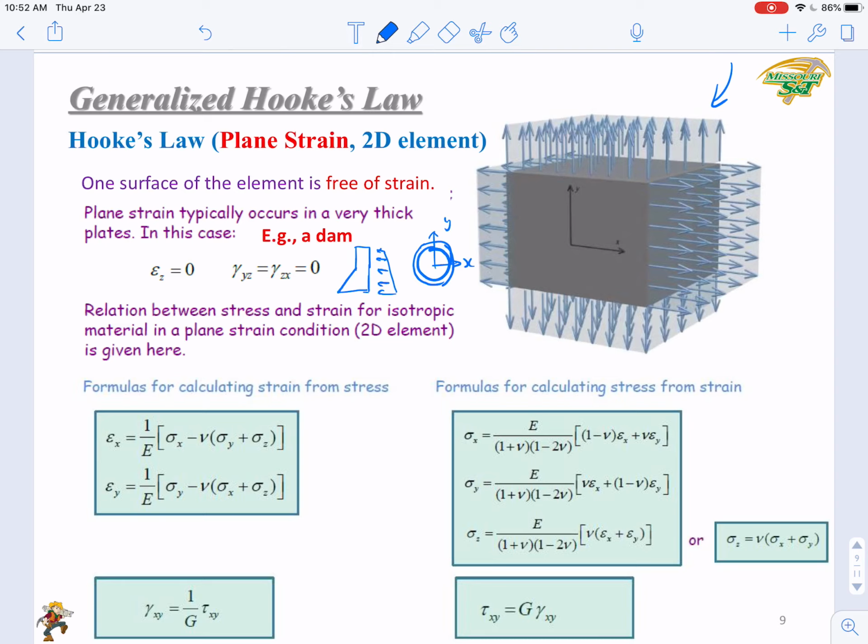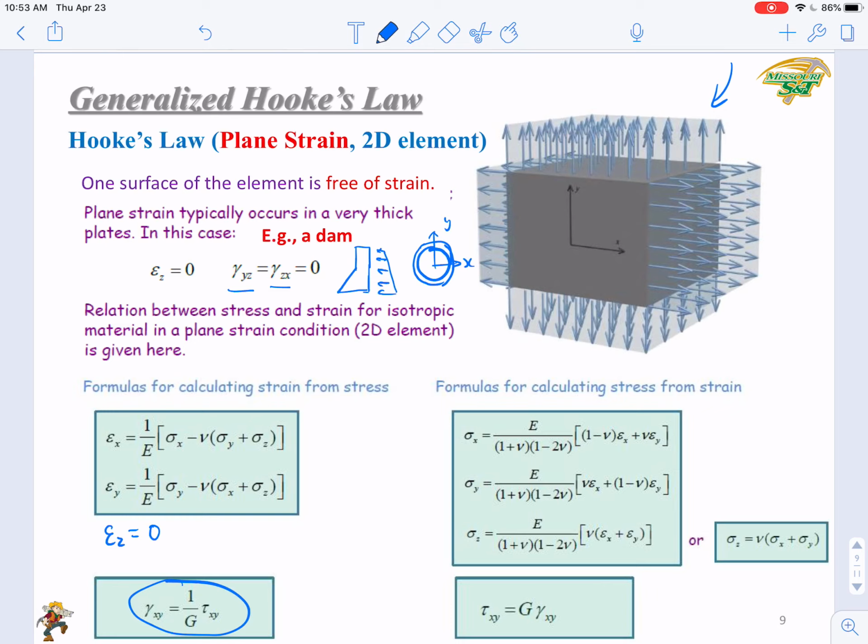Since we ignored the strain along the z direction, our three equations in the generalized Hooke's law will be shortened into two. So you have only two equations. Why not the third equation? Because the third equation is just epsilon z equals 0. And since gamma yz and gamma zx equal 0, you have only one shear equation left.